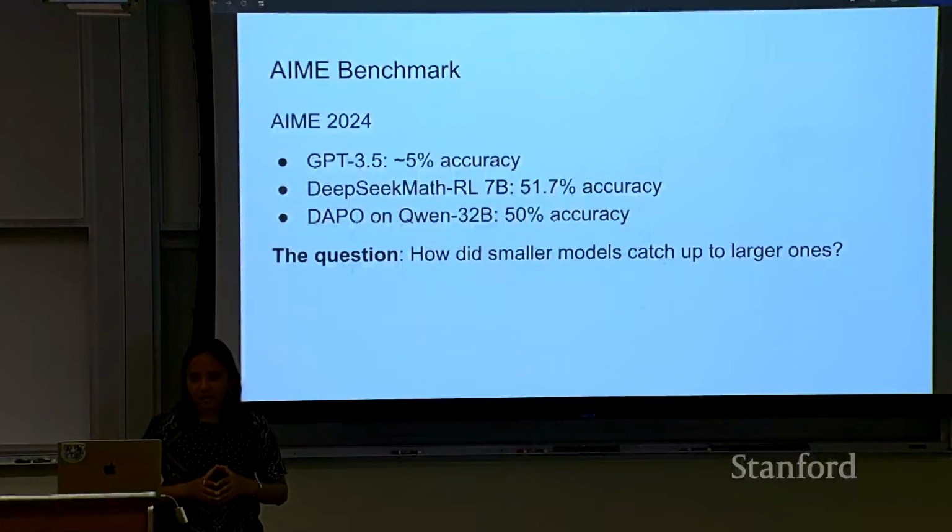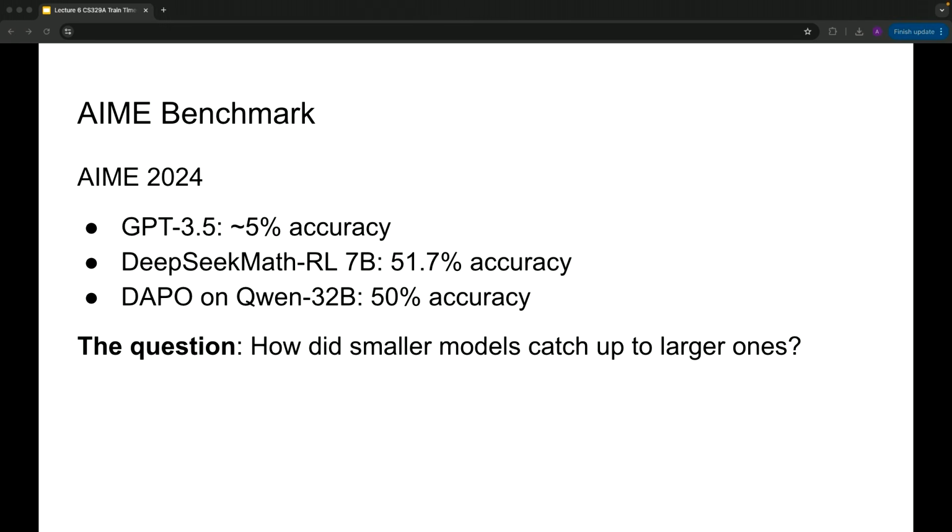So this is AIME 2024 and AIME 2025. The benchmark that you use in homework 1 is a recent benchmark that has mathematical reasoning problems. If you were to evaluate GPT 3.5, which is believed to be a 175 billion parameter model, you'll get almost 5% accuracy. But if you take DeepSeekMath, which used train time scaling on a 7B model, it gets 51.7% accuracy. And with additional tricks, it's able to even get 60% accuracy.